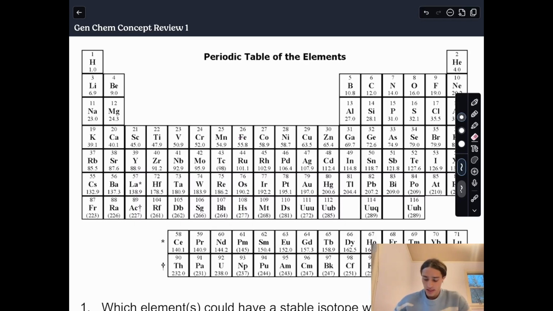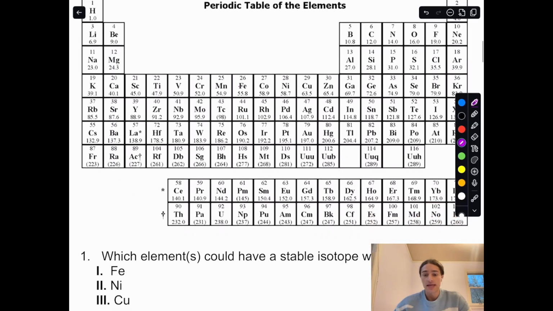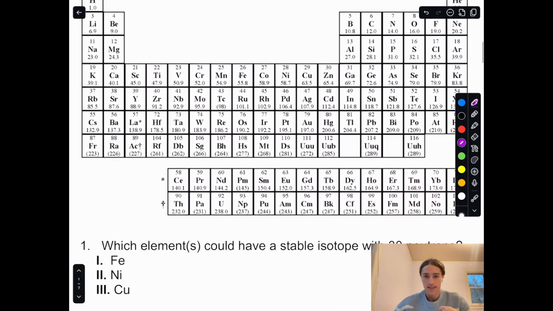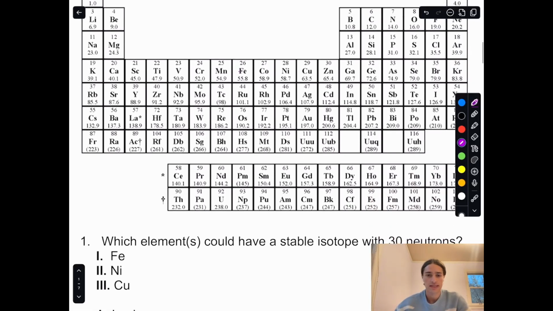Okay. And my goal with this video is to go through this. Hopefully you can try the worksheet before watching, and you can see how I reason through these questions. All right, let's get started with the first one. So we've got: which elements could have a stable isotope with 30 neutrons?